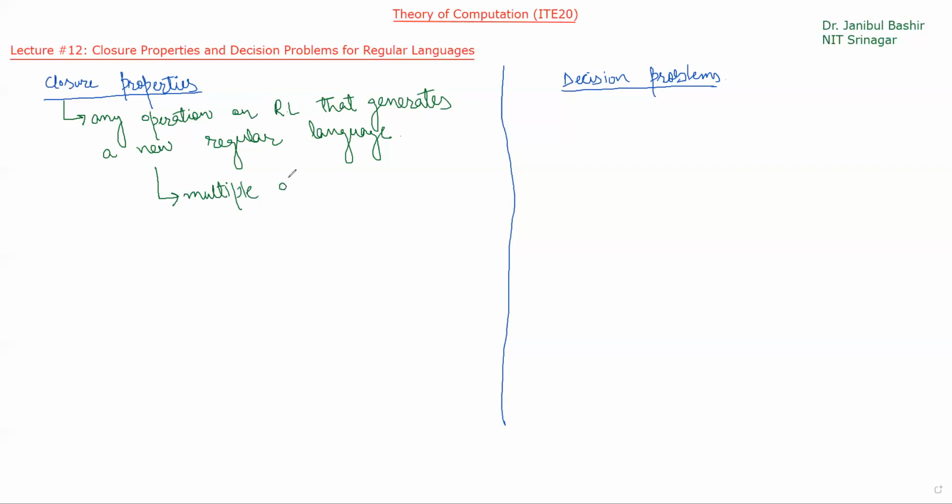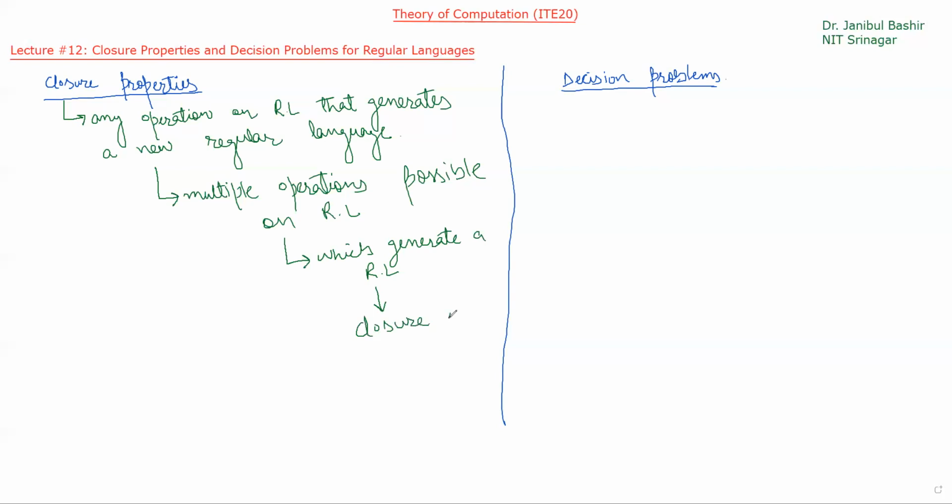There are multiple operations possible on regular languages. But only those operations which generate a regular language, that particular operation will be called a closure property of a regular language.